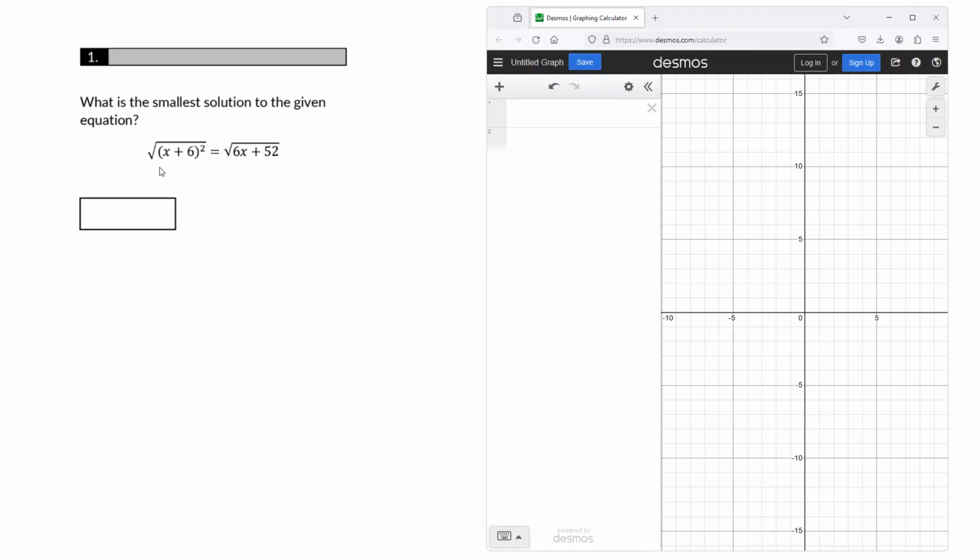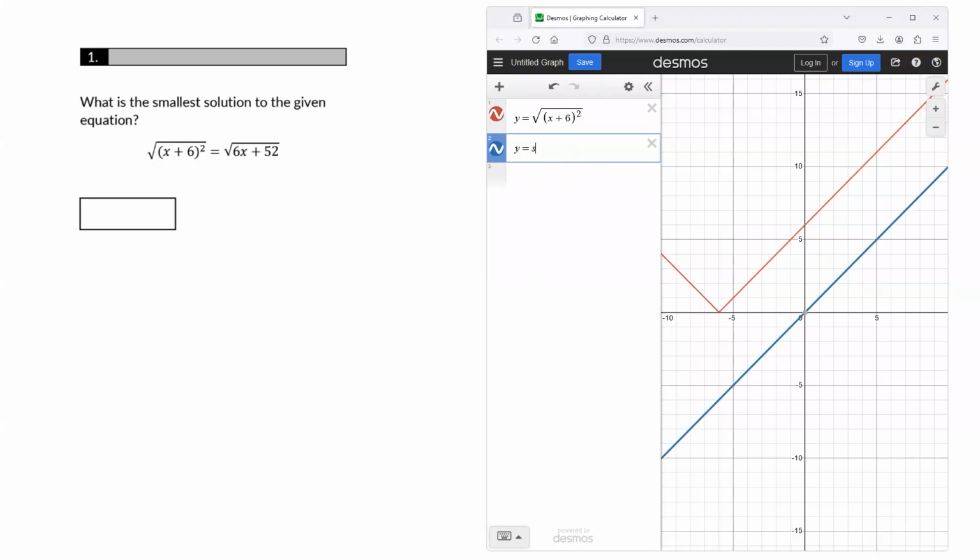The trick is to split this equation up into two different equations, both of which start with y equals. So you're going to type y equals twice, and then you're going to do the left side of the equation as one, and the right side of the equation as your second one. So the square root, I type SQRT for that, x plus 6 squared. There's our first equation. It looks just like an absolute value. And our second equation here, the square root, SQRT, 6x plus 52.